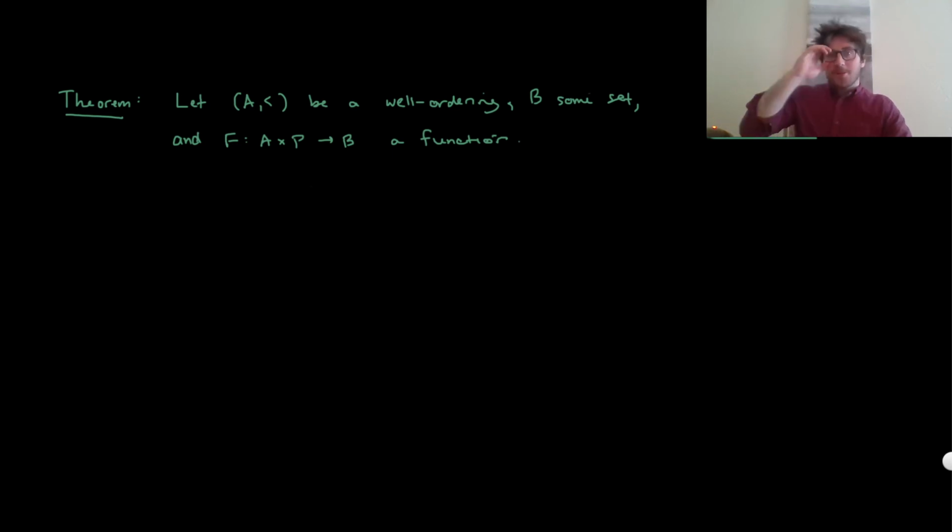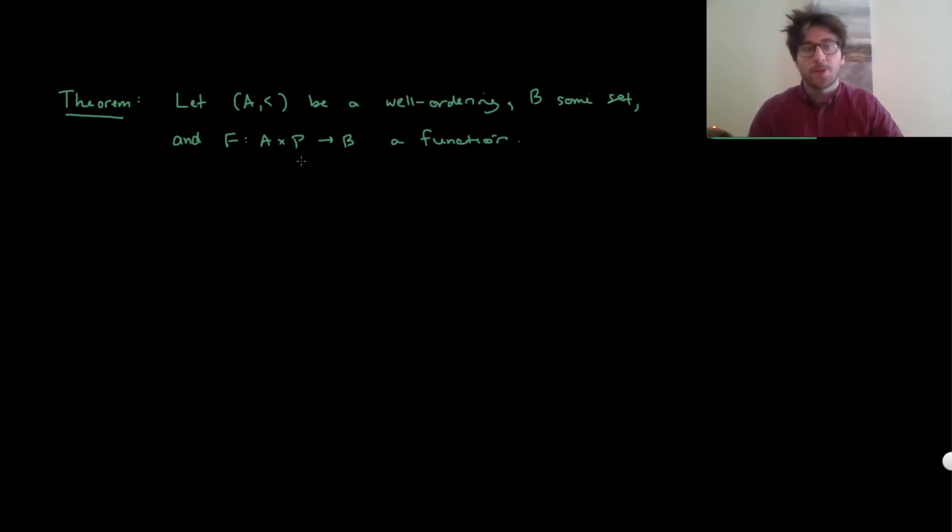All right, so today what we're going to do is actually give the proof that we can give recursive definitions on well-ordered sets. And just to remind ourselves about the setup, we're given some well-ordering, which we called A, and we have some set B, and we have some function from A times P into B. Now, what was this function representing?